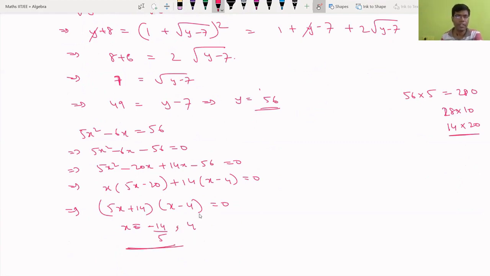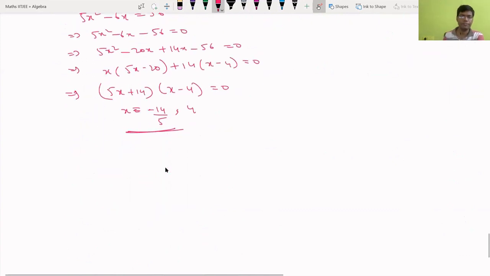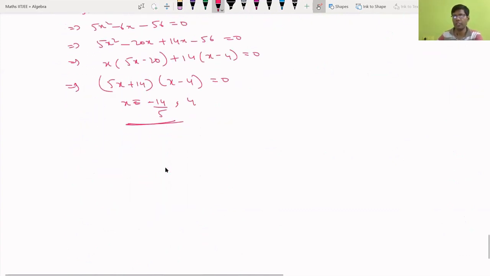In this case, it is quadratic inside square root, but here we are taking a part of the quadratic as another variable y and then reducing it into a simple quadratic equation. Fine. So let's do another question.